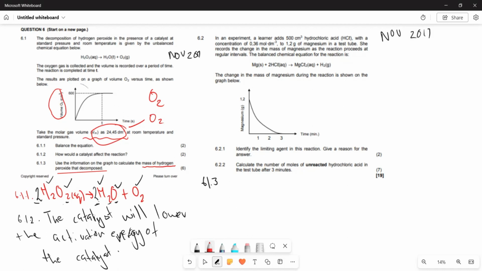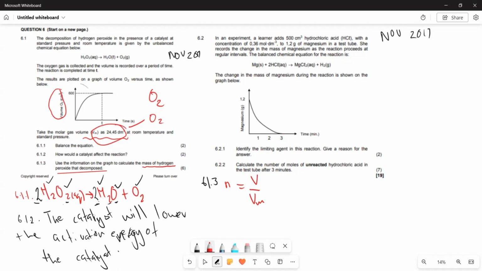Now, what is it that we can do? We can start by working out the moles of your O2. And if we are working out the moles of O2, where are we going to start? The only formula that is associated with STP is n equals V over Vm, right?